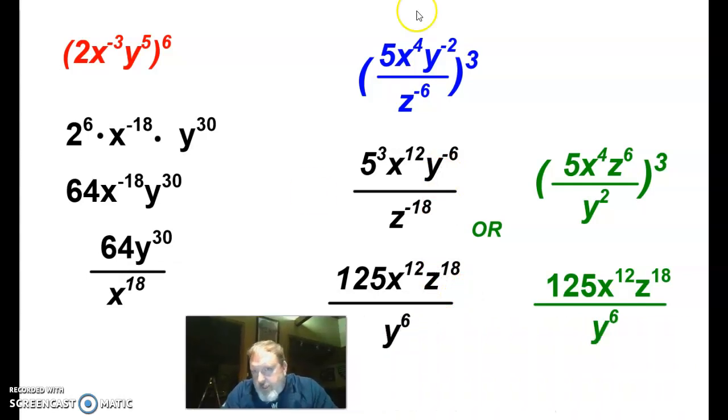The other way is to take care of the negatives right away. So version 2, I move the y squared to the denominator and z to the negative 6th up top, and then raise everything to the 3rd power. You see we get the same answer here. It's 2 steps either way, so it's really your preference whether you want to cube everything first, then simplify, or address the negatives first and then multiply it out.